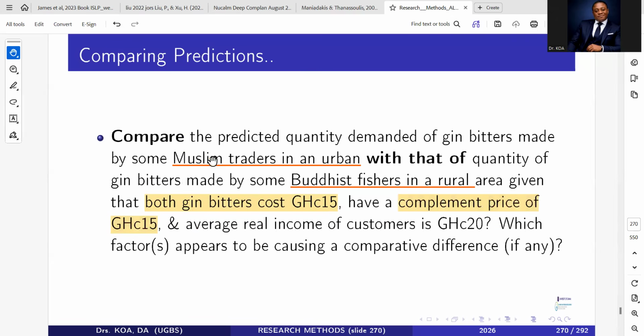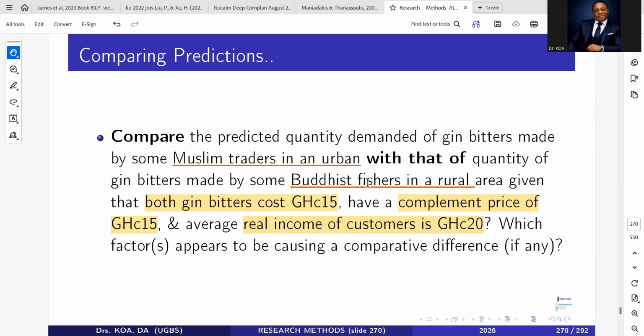That is also the same in both. And then the average real income of the customers is also 20. So now, tell us what would be the quantity demanded, and in both scenarios, tell us which one will have more quantity demanded. Is it the first scenario, Muslim traders in an urban town, or the second scenario, Buddhist fishers in a rural area?